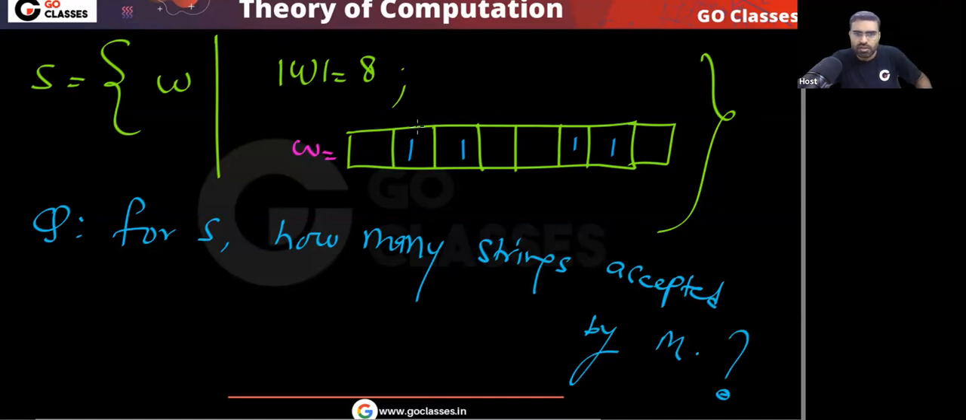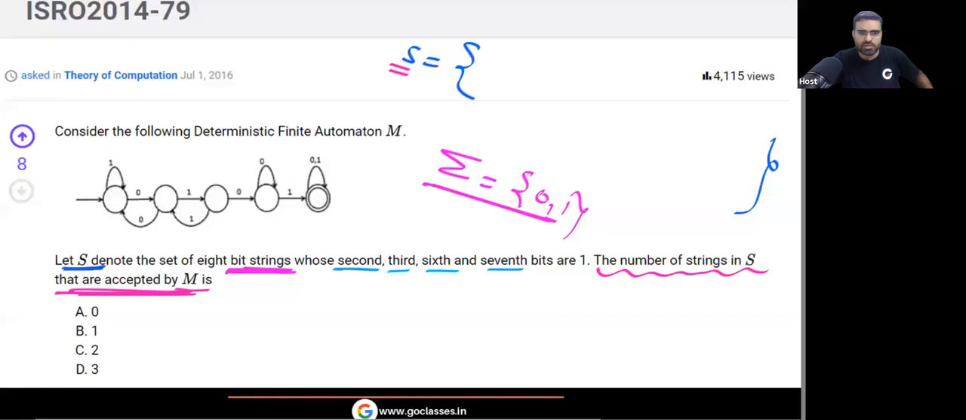So you already know that the second, third, sixth, and seventh positions are 1. The remaining positions we have a choice. In the remaining positions, we have two choices. Either you can put 0 or you can put 1. Okay, so this is a simple question. Now let's solve it. See, this type of question you can solve using the DFA very easily. So let's try to solve this question from the DFA.